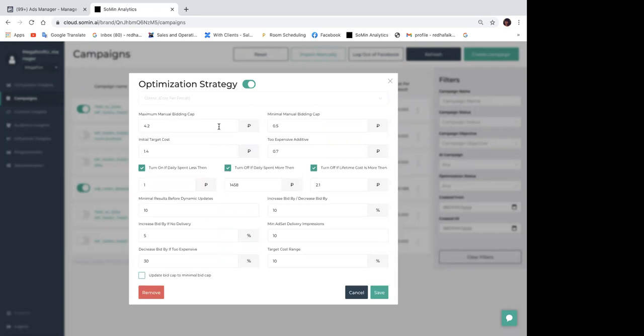Rather, it's not. The maximum manual bidding cap, as well as the minimum bidding cap, is the possible maximum bid or possible minimum bid that you can achieve through the rules. You might never reach the minimum bidding cap and might never reach the maximum bidding cap. Therefore, this is just a threshold for you, but not the operational decision-making variables that the rules look at when they decide to increase or decrease the bid. Do you understand this?